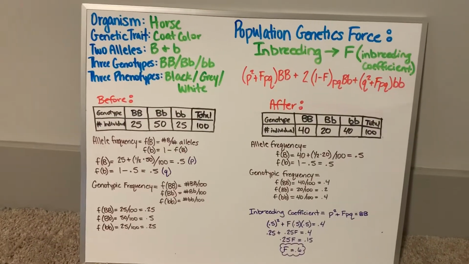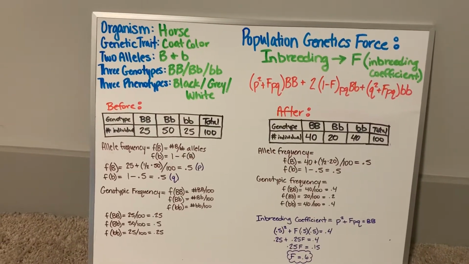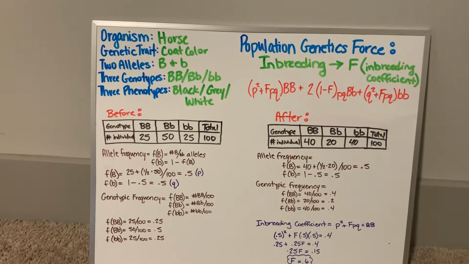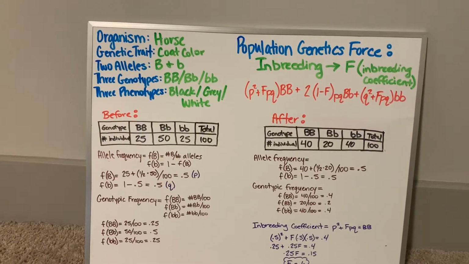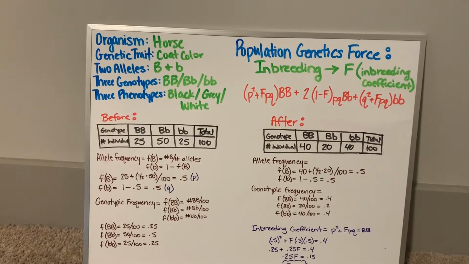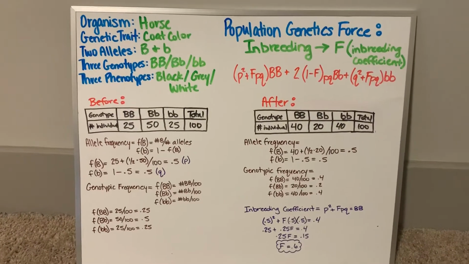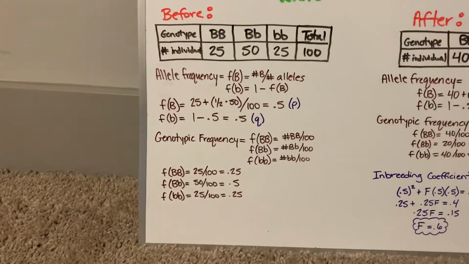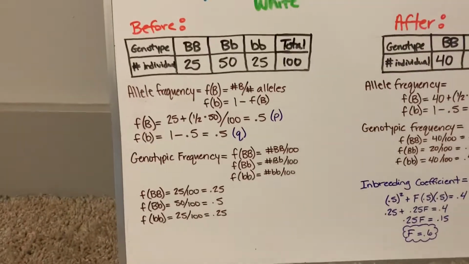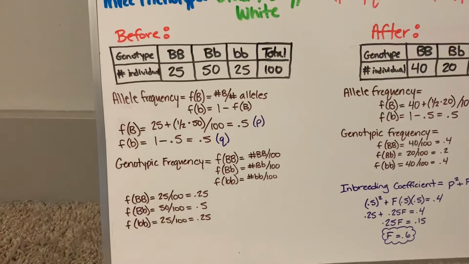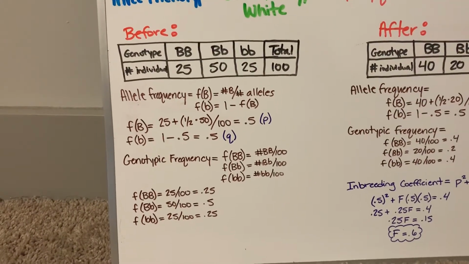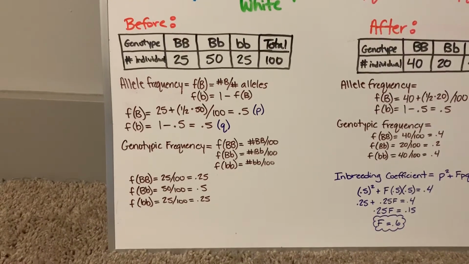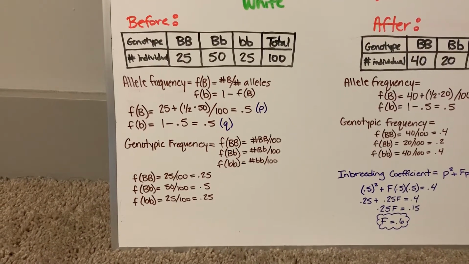For reference, the Hardy-Weinberg, which is where we start, would have no mutations, no migrations, an infinitely large population, random mating, no selection, as in all the genotypes are fit for the environment. And so if you look at our before data, I just plugged in some numbers. For homozygous dominant we had 25 individuals, heterozygous 50, homozygous recessive 25, so the total was 100.